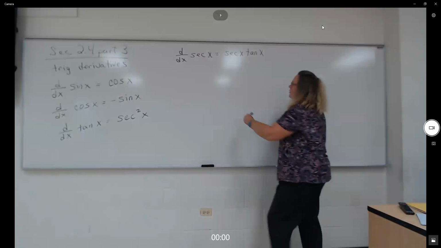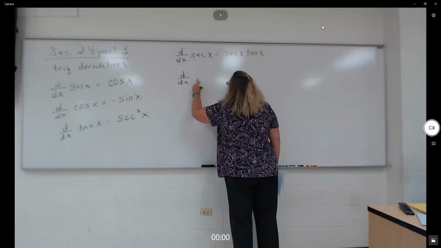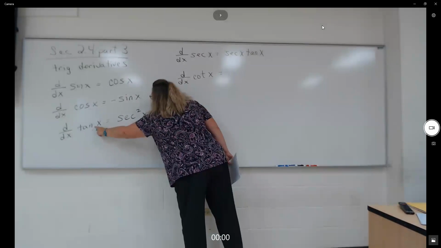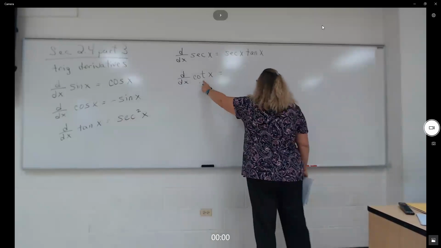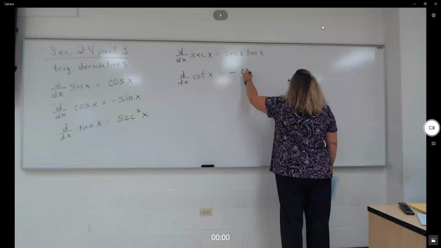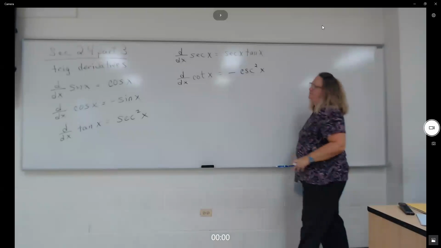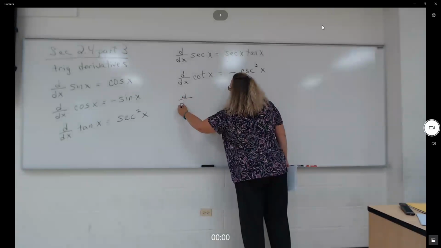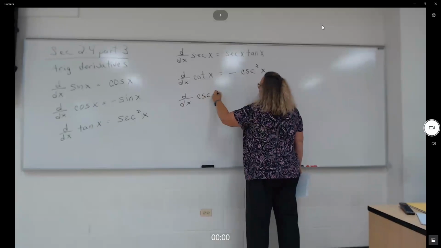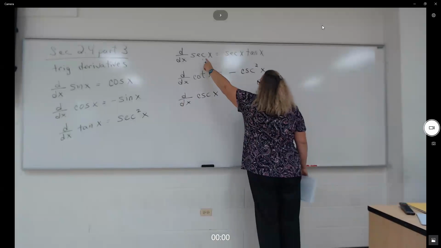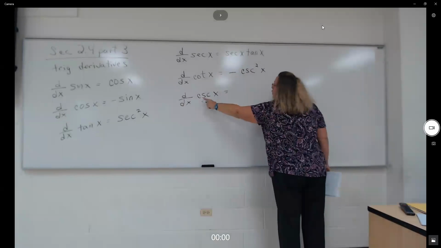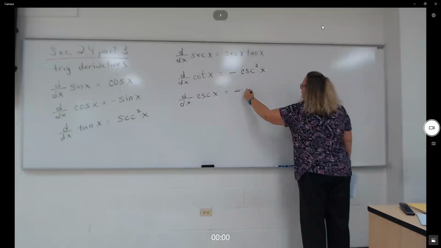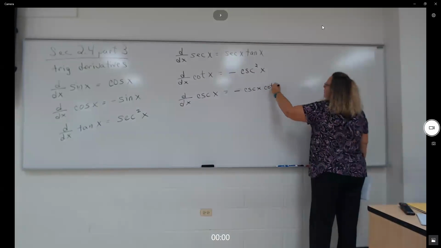And then the last 2, the derivative of cotangent. Tangent was secant squared. Cotangent is negative cosecant squared. And then the very last one is cosecant. And just like secant was secant tangent, cosecant is negative. This one is negative as well. Negative cosecant cotangent.